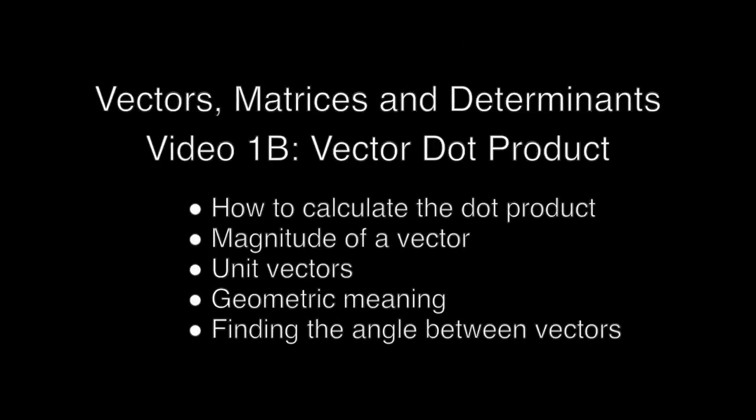Welcome to the second of these videos. We're going to look here at the vector dot product, also called the scalar product. We'll look also at the magnitude of a vector and the meaning of unit vectors, the geometric meaning of the dot product, and finding the angle between vectors using the dot product.